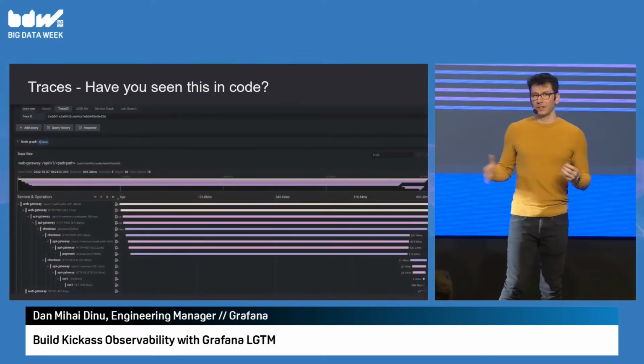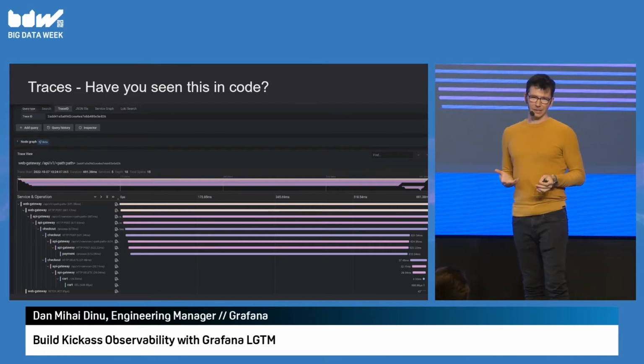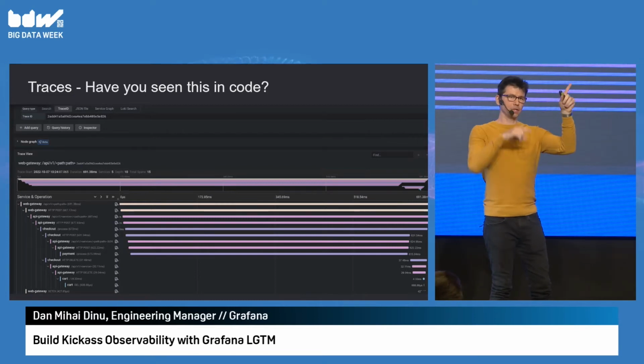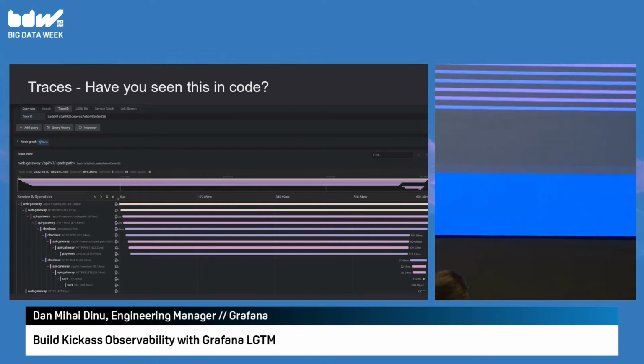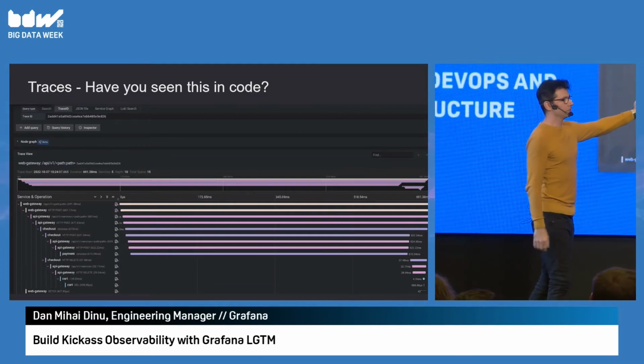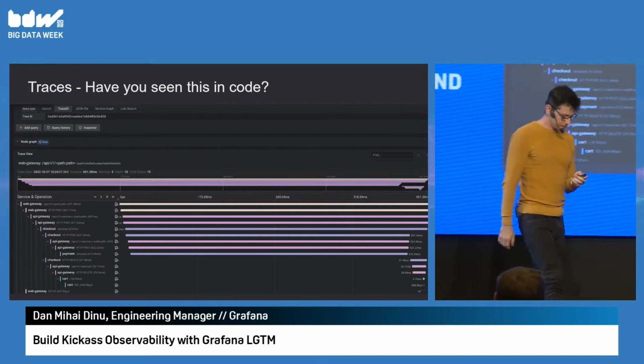This is how you can visualize traces in Grafana, just to give you some idea of what I'm talking about. You can see I have a request flowing through different components here, and then you can see how long each of the components takes to handle that request.